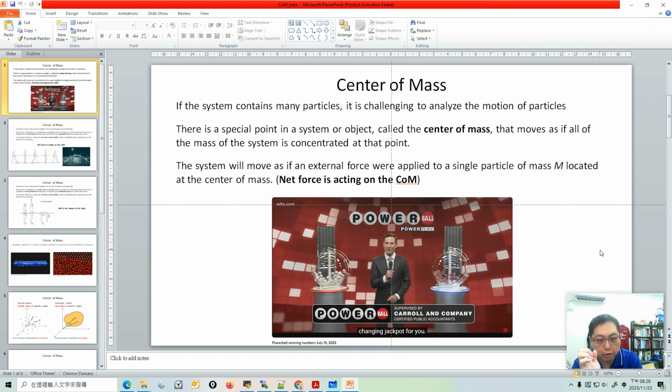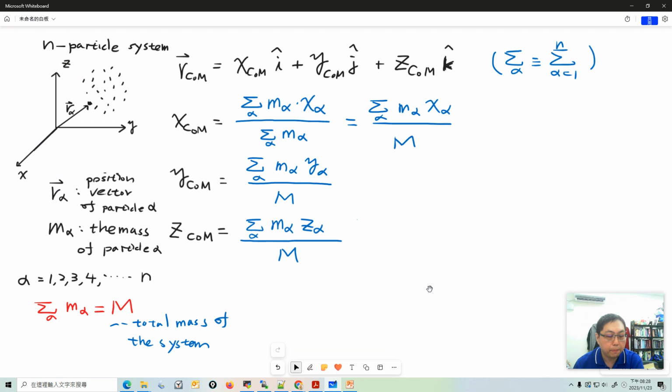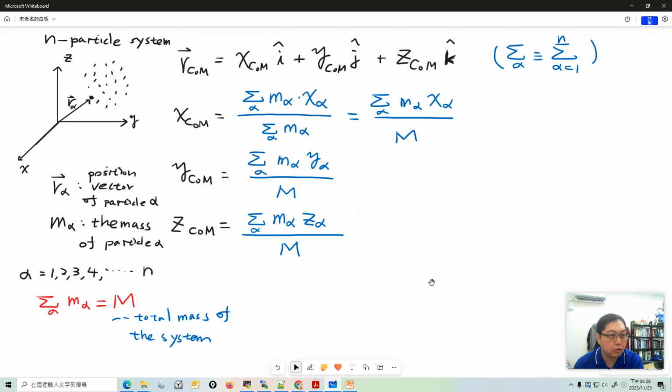Going further, let's look at the motion of the center of mass. Because we treat the center of mass as a very special point, or special particle, what is the motion of this particle? This is the definition of center of mass we previously introduced, and right now we want to look at its motion.